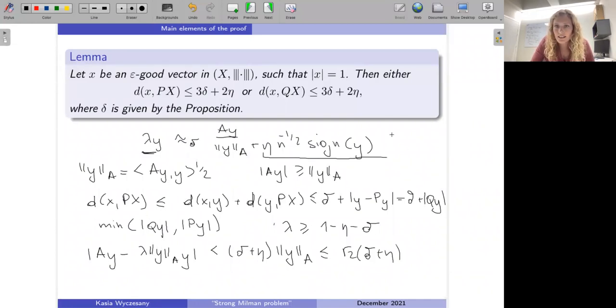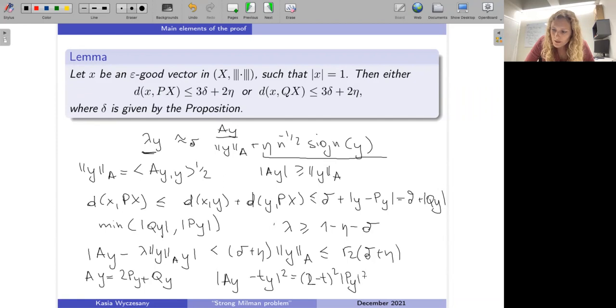One uses the fact that, let me write here, that a_y is equal to 2p_y plus q_y, right? Because of the definitions of a, p, and q. And we can write it that a_y minus t_y, so now t is any parameter that I want, is equal to 2 minus t squared p_y squared plus 1 minus t squared q_y.